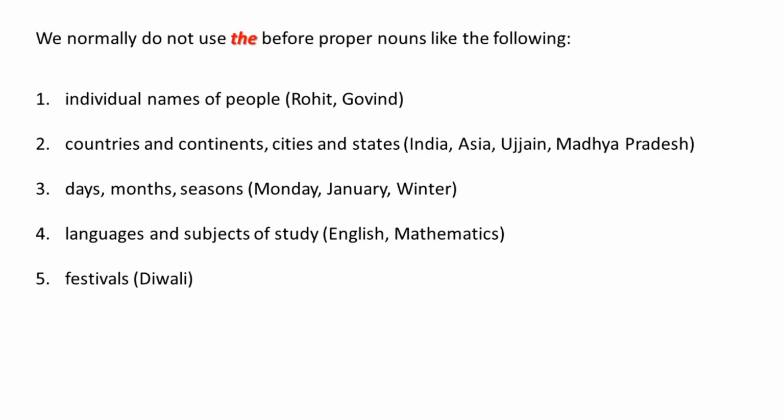Fifth rule is before festivals, we do not use the definite article the. For example, Diwali. And lastly, before names of sports, we do not use the article the. However, there are a few exceptions to these rules that we have stated now. That is what we are going to see now.